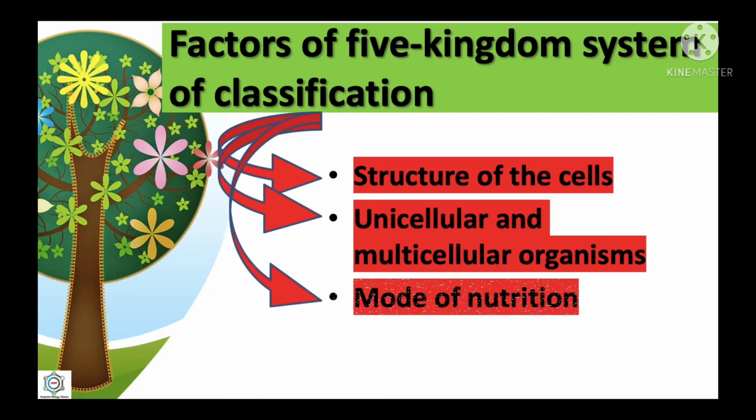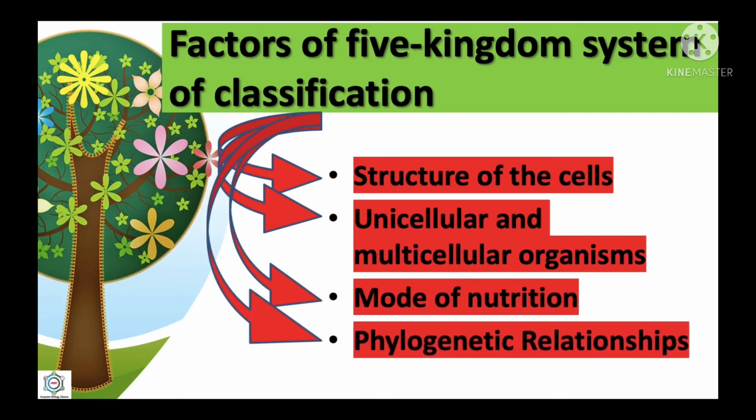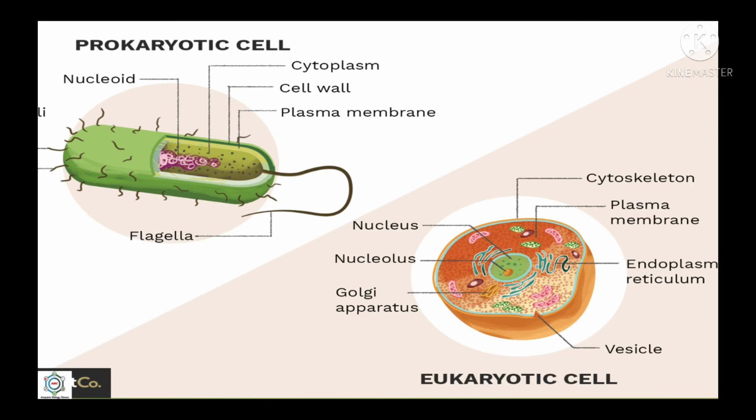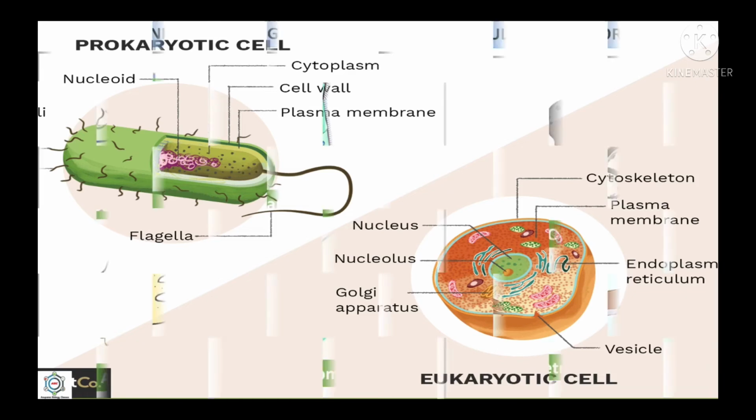Next is mode of nutrition, and the last one is phylogenetic relationships. So what are these factors? See here in detail. You can see that the structure of cells in case of living organisms has two categories. The first one is the prokaryotic cell and the second is the eukaryotic cell. It means in case of prokaryotic cell, the nucleus is absent and a nucleoid is present in place of the nucleus, and in case of eukaryotic cells, a true nucleus is present.